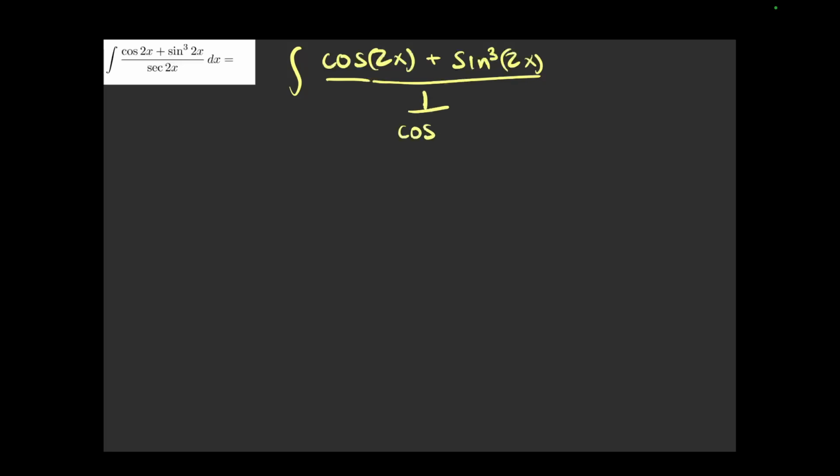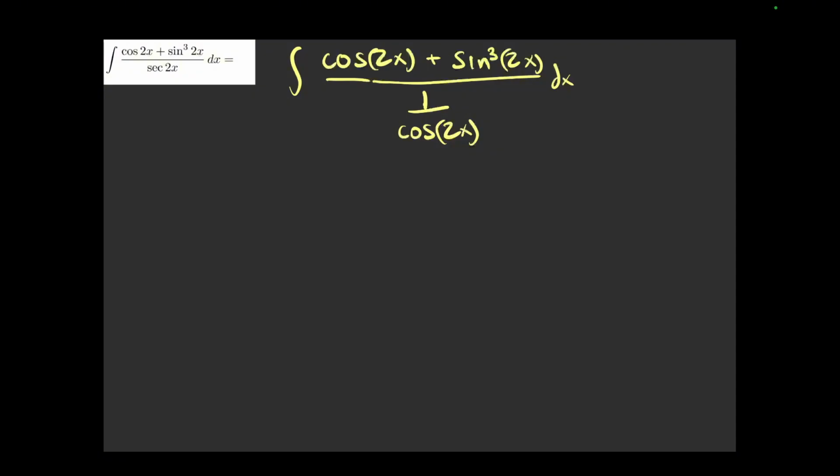So right here we have an indefinite integral that has cosines, sines, and secants. I don't really like secants, so let's just start by rewriting everything as cosine 2x plus sine cubed 2x, everything over, what is secant? It's 1 over cosine. So 1 over cosine 2x. Don't forget the dx. Right here we can flip the 1 over cosine and multiply.